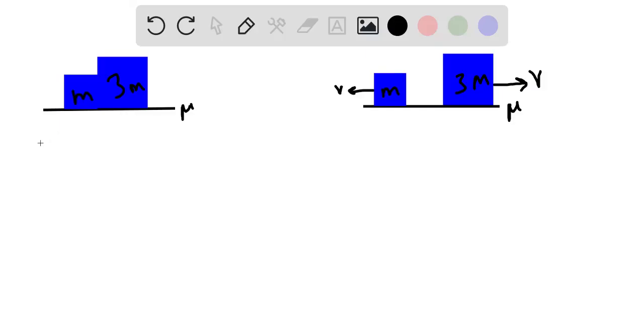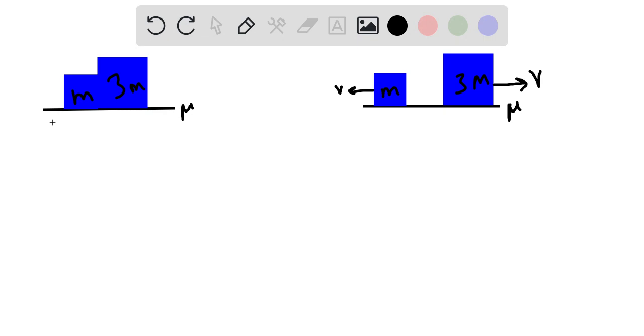In this problem, we're going to use conservation of momentum and the work-energy principle. We're going to use the conservation of momentum to figure out the velocities after the explosion. And we're going to use the principle of work and energy to figure out the work done by friction and relate that to the distance that the blocks travel after the explosion.